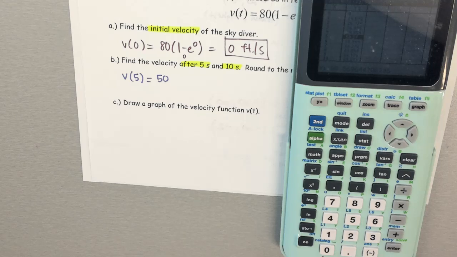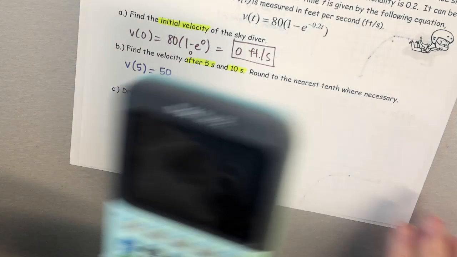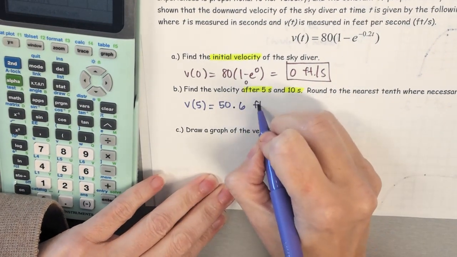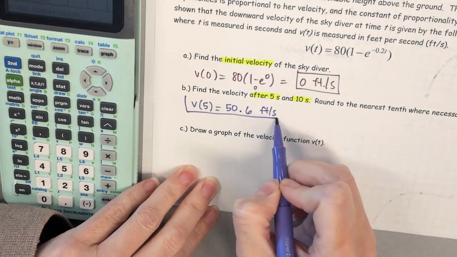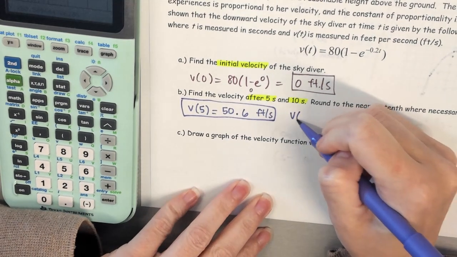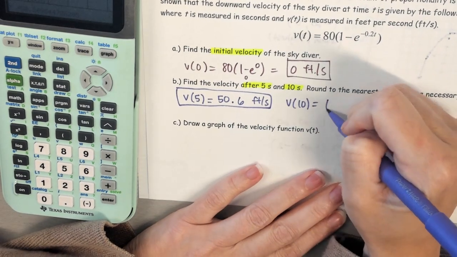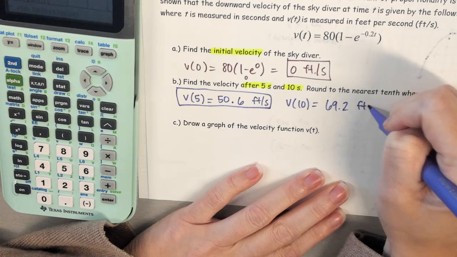Okay, so it says you round to the nearest tenth, right? So you got 50 point what? 6. And then include your unit. So this is going to be feet per second. And then V of 10. 69.2 is correct. Feet per second.